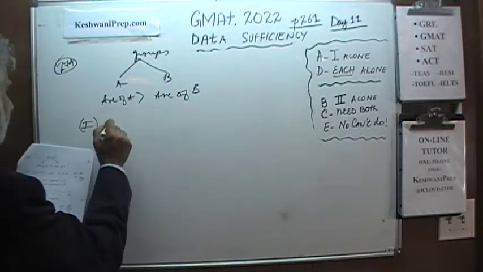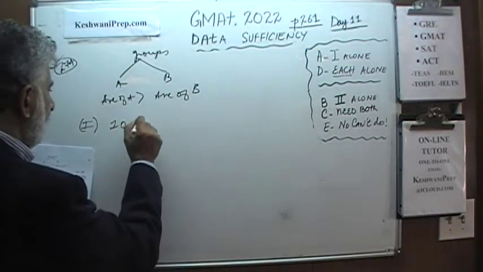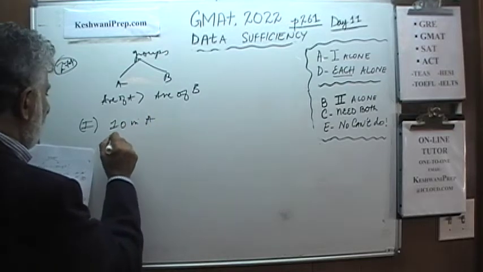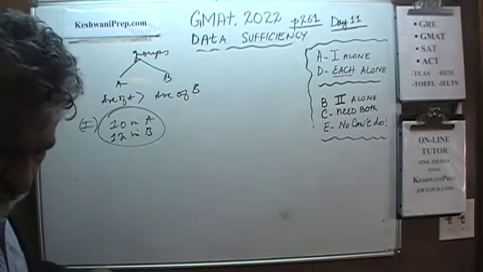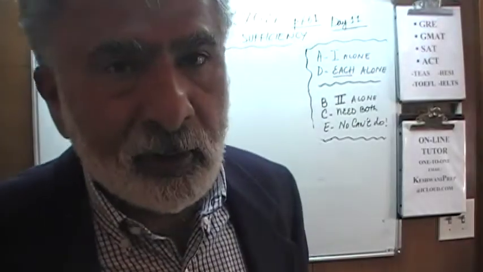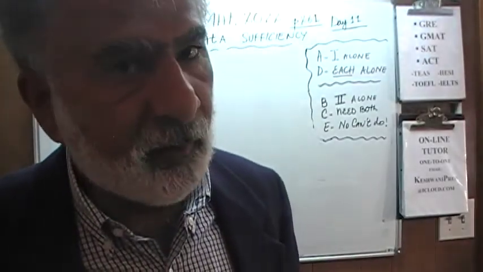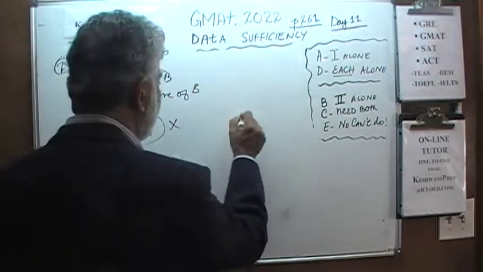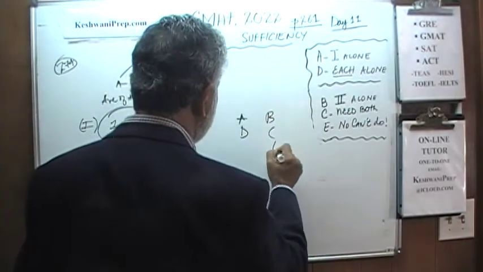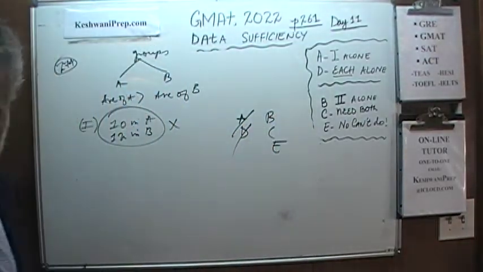The first statement tells us there are 10 students in A and 12 in B. Simply knowing that there are 10 students in one class and 12 in the other does not enable us to figure out if the average in one class is higher than the other. The first statement is not going to do anything. Therefore, the answer cannot be A or D.